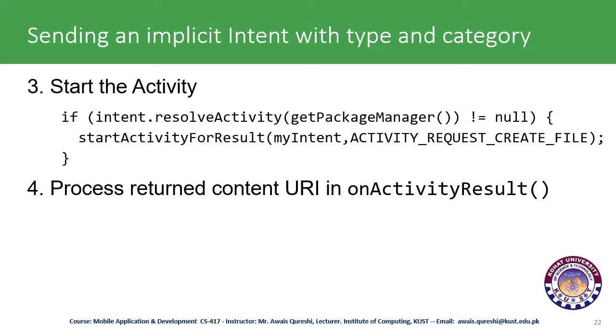Similarly, sending an implicit intent with type and category, the same statement will come over here. intent.resolveActivity(getPackageManager()) is not equal to null, and start, this is different, startActivityForResult(myIntent, ACTIVITY_REQUEST_CREATE_FILE). This means that my activity is going for a result, and what does this result mean? The first operation is the file will be created, and the second operation is the file will be opened, and the process returns a content URI in an onActivityResult method or a callback.